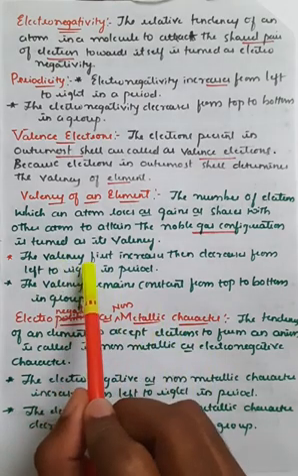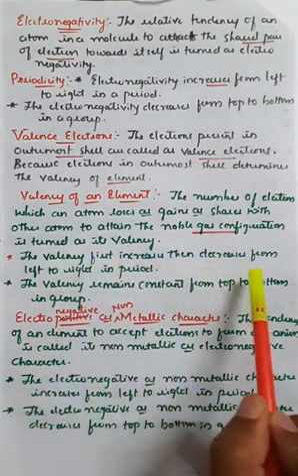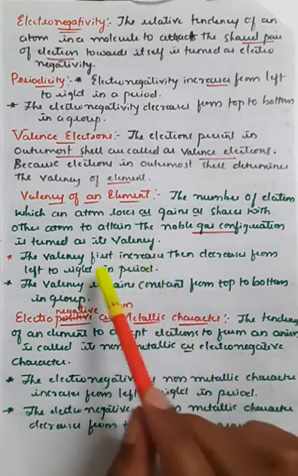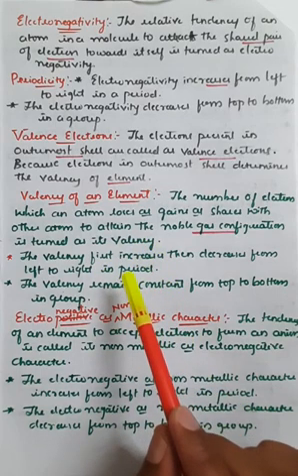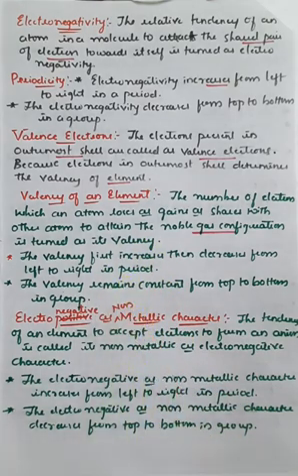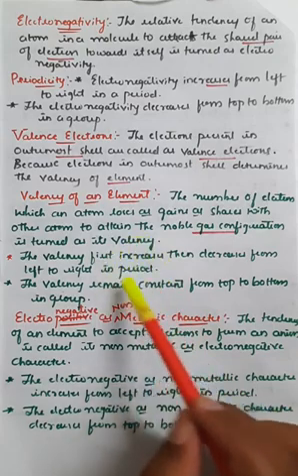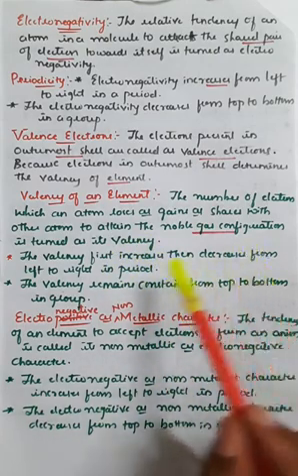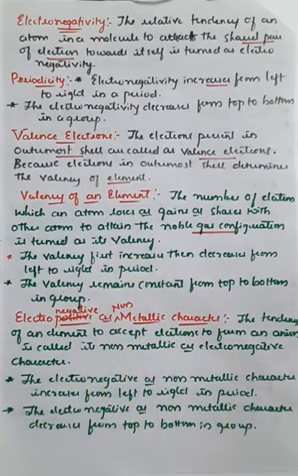And the valency first increases, then decreases from left to right in the periods. Whenever you go from left to right in a period, the valency first increases, which means the number of replaceable electrons added to the atom increases initially, but then it decreases as we go from left to right in the periodic table.